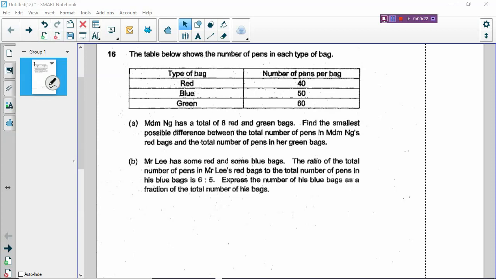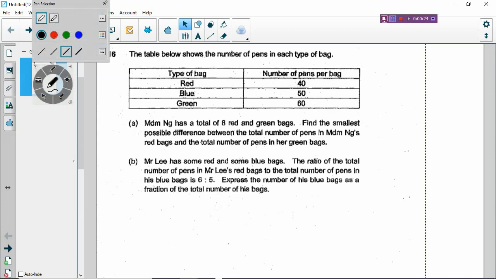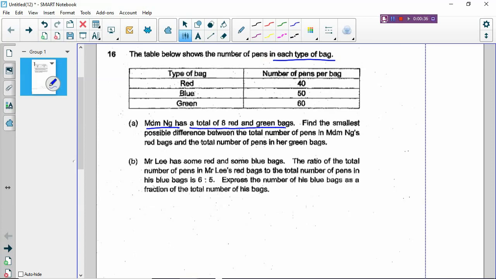Now the table shows the number of pens in each type of bag. The red bag has 40 pens, the blue bag has 50 pens, and the green bag has 60 pens. Madam Ng has a total of 8 red and green bags. We don't know how many red, and we don't know how many green. We are supposed to find the smallest possible difference between the total number of pens in Madam Ng's red bags and the total number of pens in her green bags.